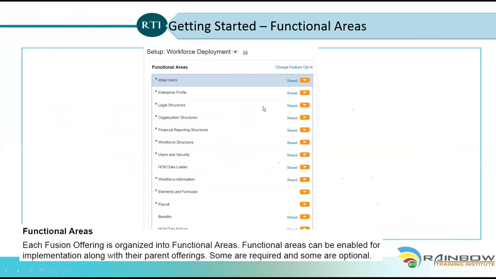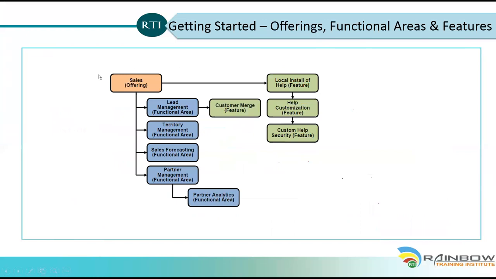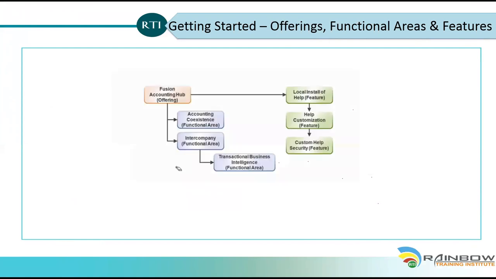So once we click on the functional areas, we can see a list of tasks, what they can do, what is required and what is not required. Hypothetically, I have given a sales domain here. Sales is an offering, and the sales offering will have a list of functional areas, and each functional area will have features where we can opt in or opt out. The sales offering itself has a list of features where we can opt in and opt out. This is how a typical implementation begins.